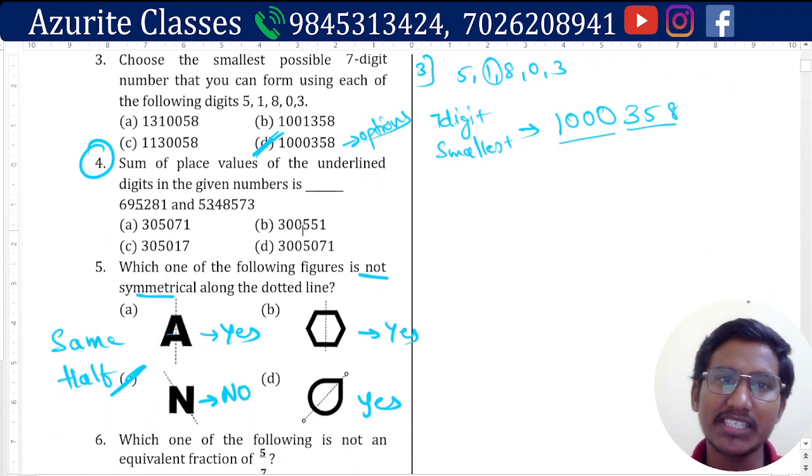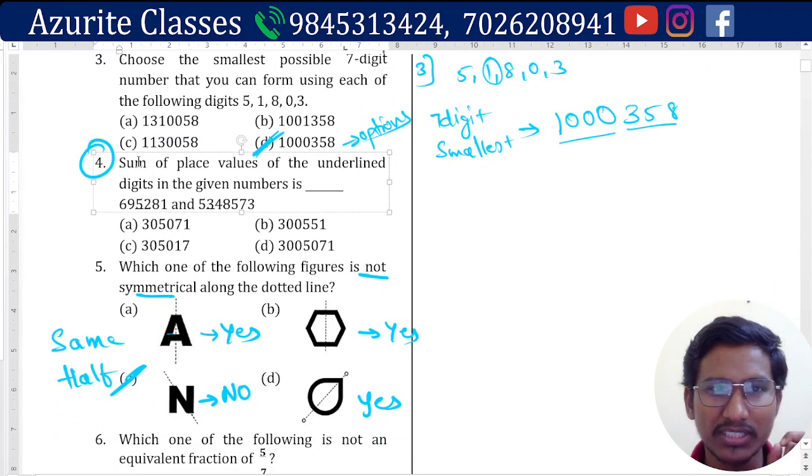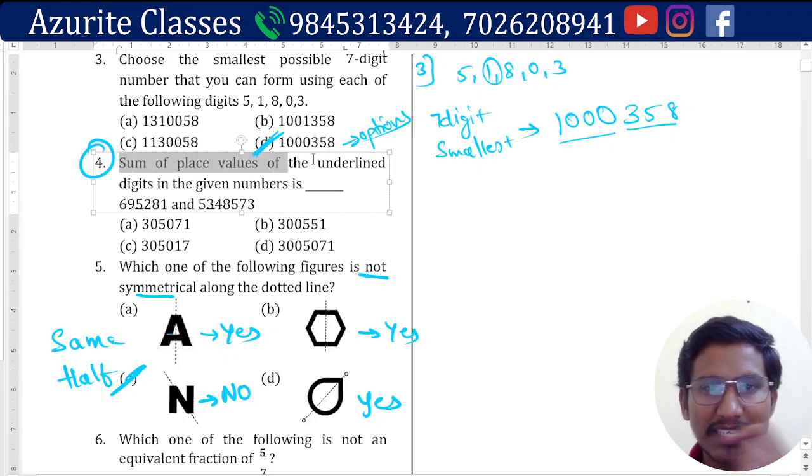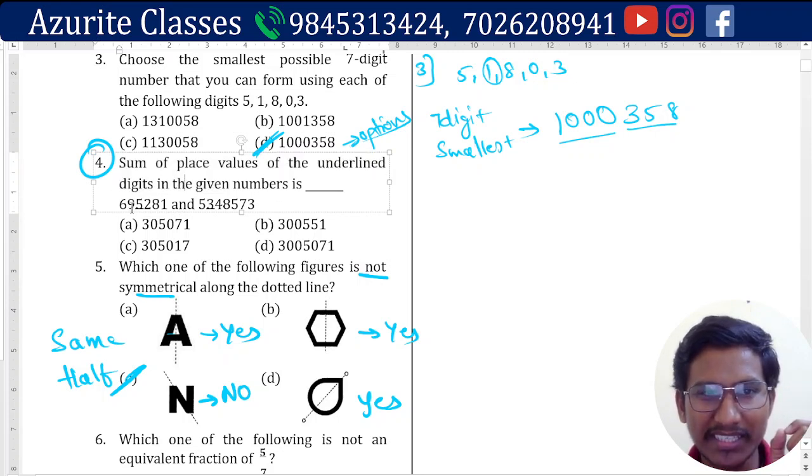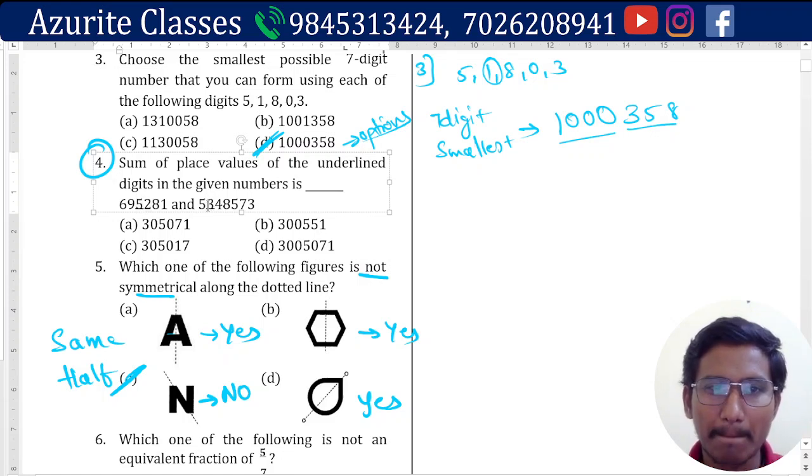Okay? Next, the fourth one. Here it is given, that is misprinted. Sum of the place value of the underlined digits, the underlined are 5 and 3. So 5 and 3, got it? This is 6,95,000, and here 5,34,000. So 30,000, it will be 30,000 plus this 5,000. So 30,000 plus 5,000, it will be how much?